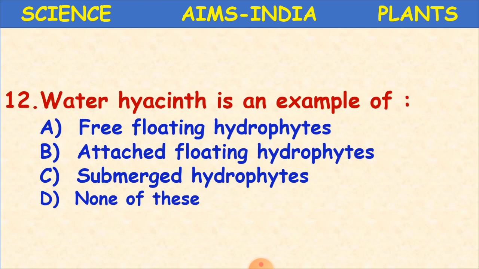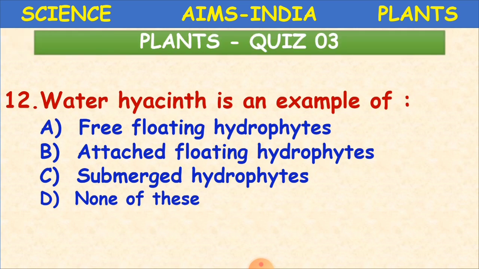The last question for today. Water hyacinth is an example of A option, free floating hydrophytes, attached floating hydrophytes, submerged hydrophytes, or none of this. Water hyacinth, children, which type is this? Yes, the correct option is free floating hydrophytes, because the leaves and the stems are light.